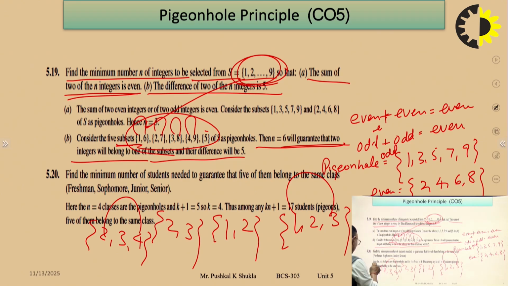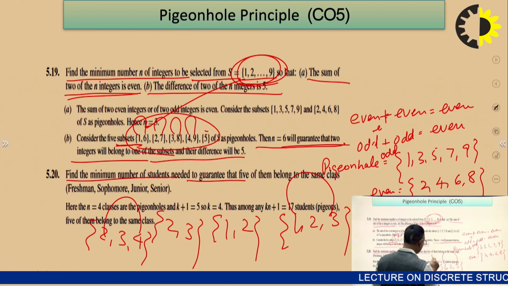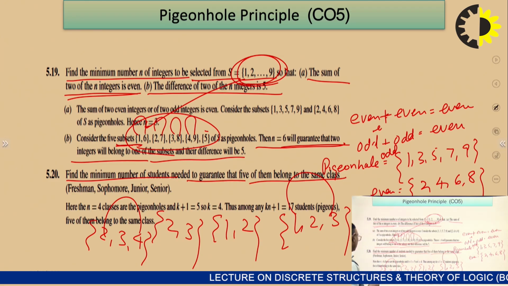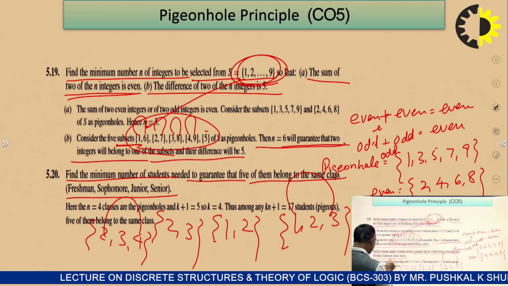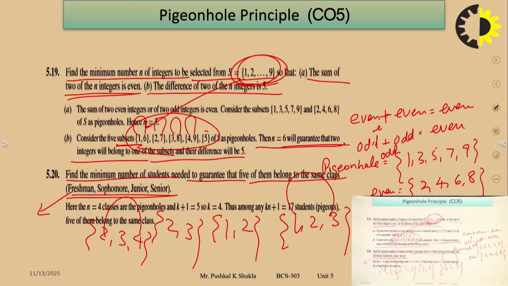Again another example: find the minimum number of students needed to guarantee that 5 of them belong to the same class. Here the class is treated as a pigeonhole. The classes are freshman, sophomore, junior and senior, so there are 4 pigeonholes, n equals 4. 5 of them means k plus 1 is given, k plus 1 equals 5. Apply the generalized pigeonhole principle. What does the generalized pigeonhole principle say?